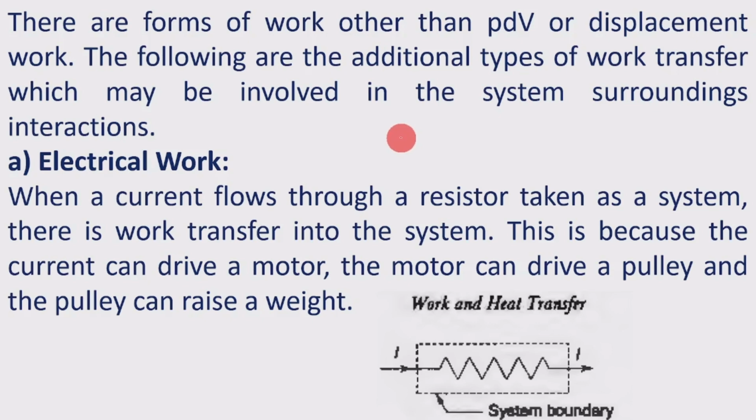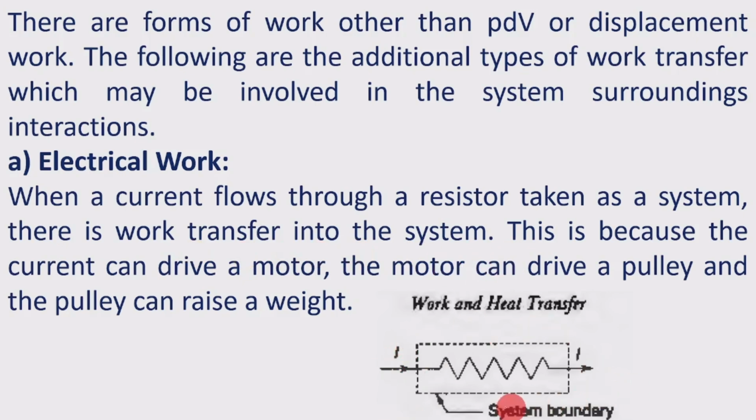First one, electrical work. When a current is flowing through a resistor, which is taken as the system, the heat it will generate, then there is work done on it in the resistor. And how do we decide that there is electrical work, even though there is no movement here? There is a work transfer into the system.